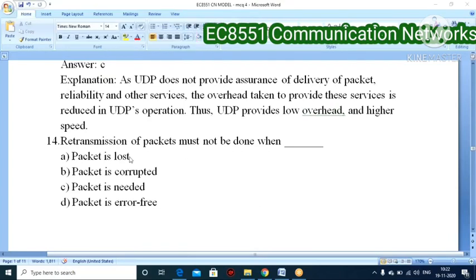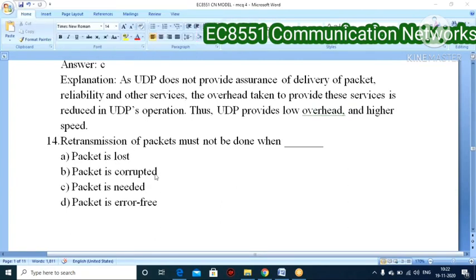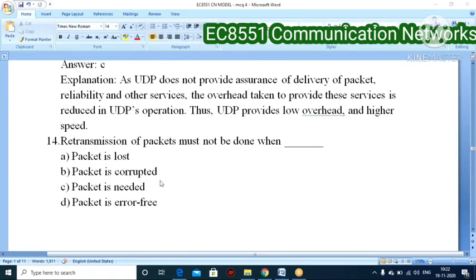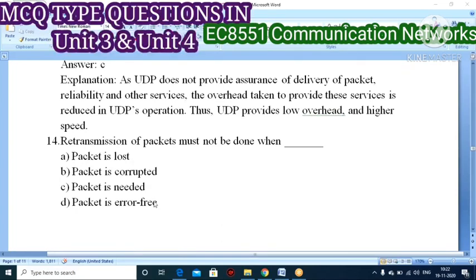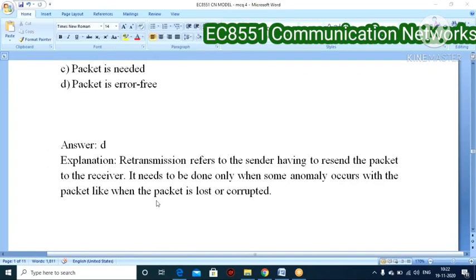Packet is lost, so retransmission is done. When packet is corrupted, that time also retransmission is possible. When packet is needed, that time also retransmission is possible. But packet is error free, so that time retransmission is not possible. So very good, option D is the correct one.